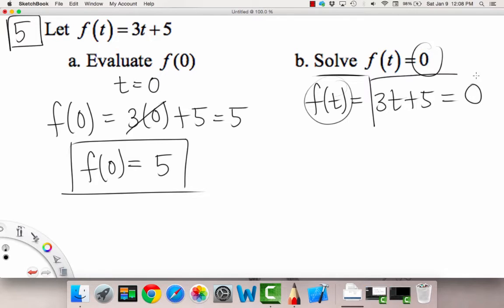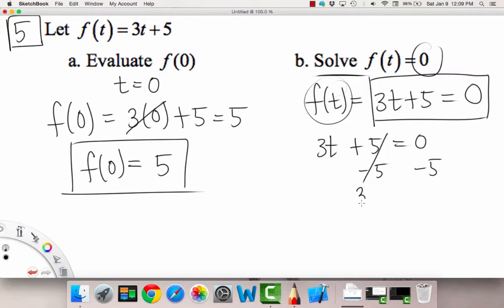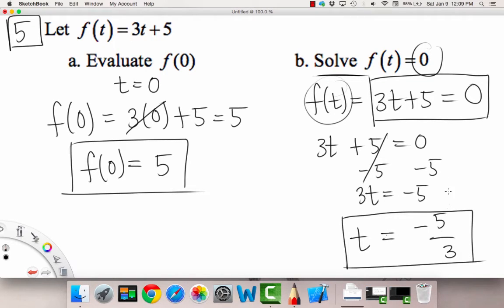And then we take this new equation and we're just going to solve for t. So 3t plus 5 is equal to 0. To solve for t, just subtract the 5 over to the right side. And now we have 3t is equal to -5. If we divide by 3 on both sides, we get simply t is equal to -5 over 3. And that is it. This is our input that leads us to an output of 0. So we just solved the equation.